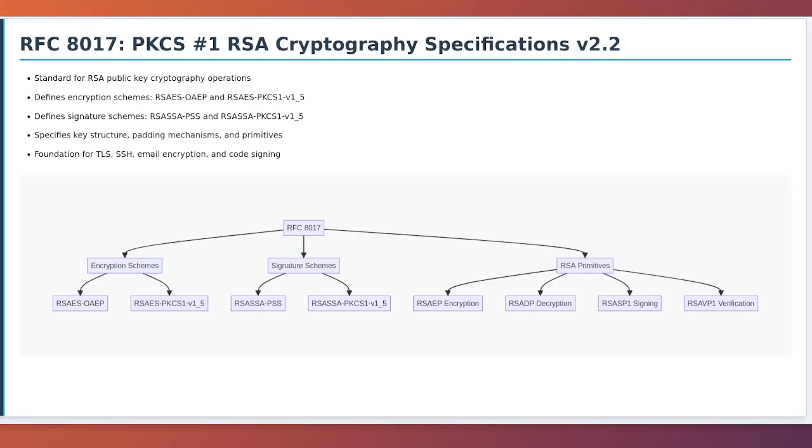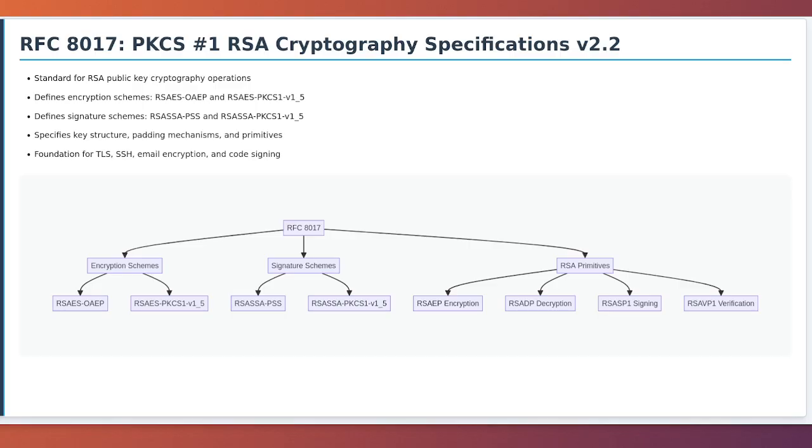Today we are diving deep into RFC 8017, which defines PKCS #1, version 2.2. This is the RSA cryptography specification standard, and it is one of the most important documents in modern cryptography. RFC 8017 is an update that obsoletes the previous RFC 3447, bringing clarifications and improvements to the RSA cryptographic system that we use every single day.